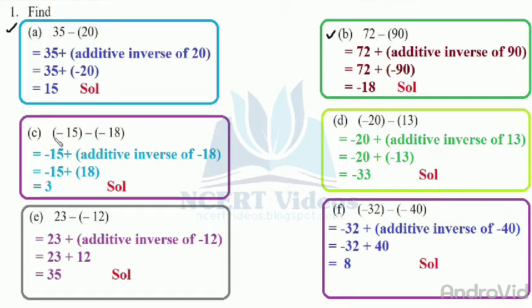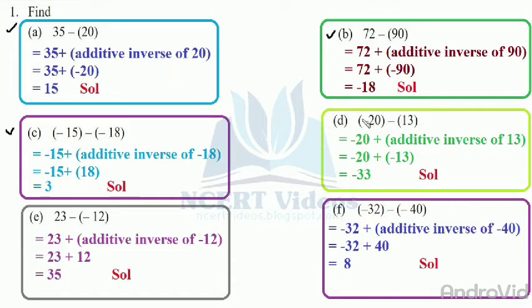C part, minus 15 and we have to subtract minus 18. Again we will change minus to plus and change minus 18 into 18, because 18 is the additive inverse of minus 18. Now signs are different, we will subtract. So 3 we get, and the highest number was plus, therefore plus 3. We don't have to write plus, it is understood. So that was the C part.